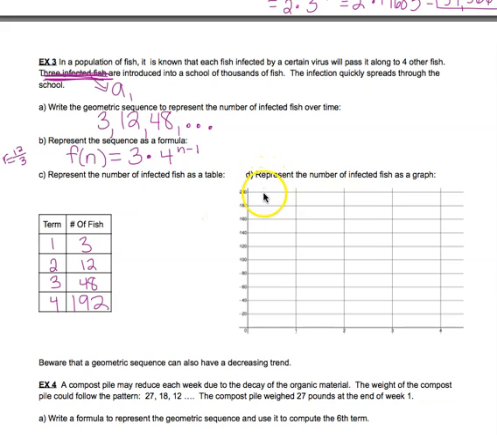Then finally in D, represent the number of infected fish as a graph. So this is term number. You can see 1, 2, 3, 4. So this is basically how many infectious stages there are. So at 1, we had 3 infected fish. So here's 10, so it's not even a quarter of the way up from 0.